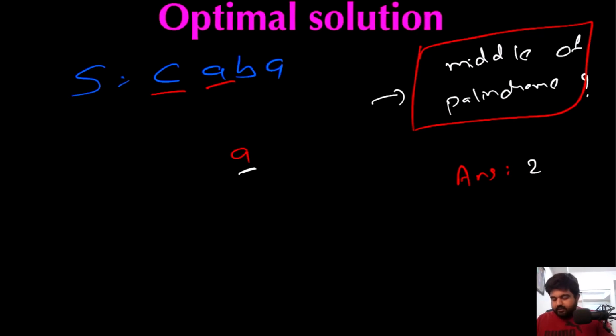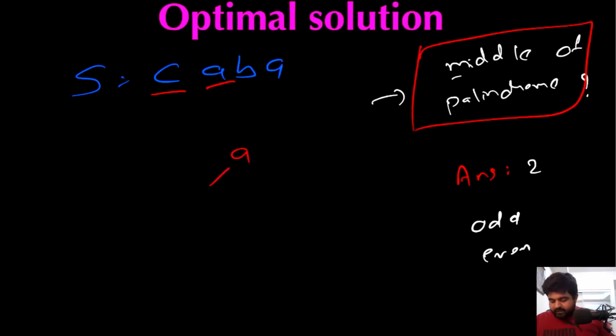Now again we are going to check whether this A is the middle of any palindrome or not. We also have to check both cases: could this be an odd length palindrome or an even length palindrome. For odd length palindrome, the left and right values would be the same, and for even length palindrome, the value would be the same as itself.